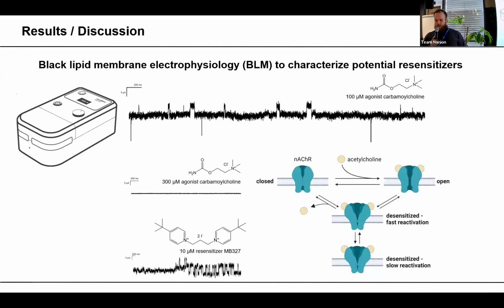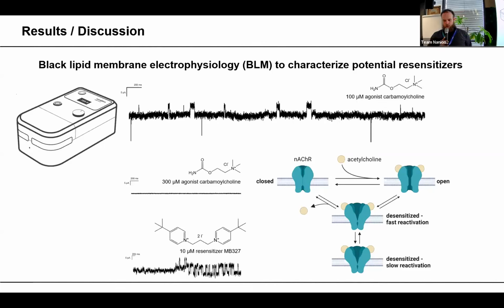What you see first is spontaneous open events of the nicotinic acetylcholine receptor after adding about 100 micromolar of its agonist, or better to say a derivative of the agonist. We use carbamoylcholine, not acetylcholine, due to the high hydrolysis rate, and we see spontaneous open events. To simulate the desensitized state, or the presence of an organophosphate, as there is no acetylcholinesterase to be inhibited, we added more agonist. We added 300 micromolar of carbamoylcholine, and we see the spontaneous open events cease.